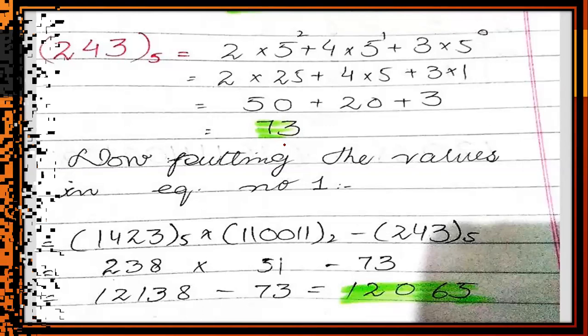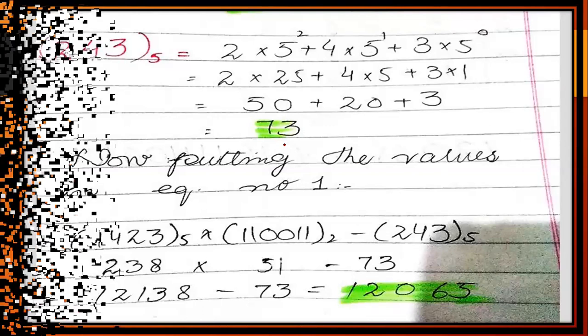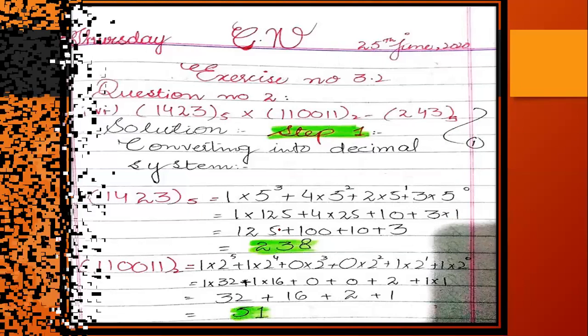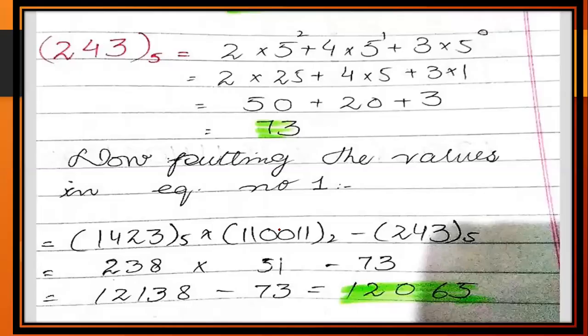What is this equation number 1, my dear students? If you have noticed, when I jotted down my question, I named the first question as 1. So I will put the values in equation number 1. After that, I will place the values like 243 into 51 minus 73.